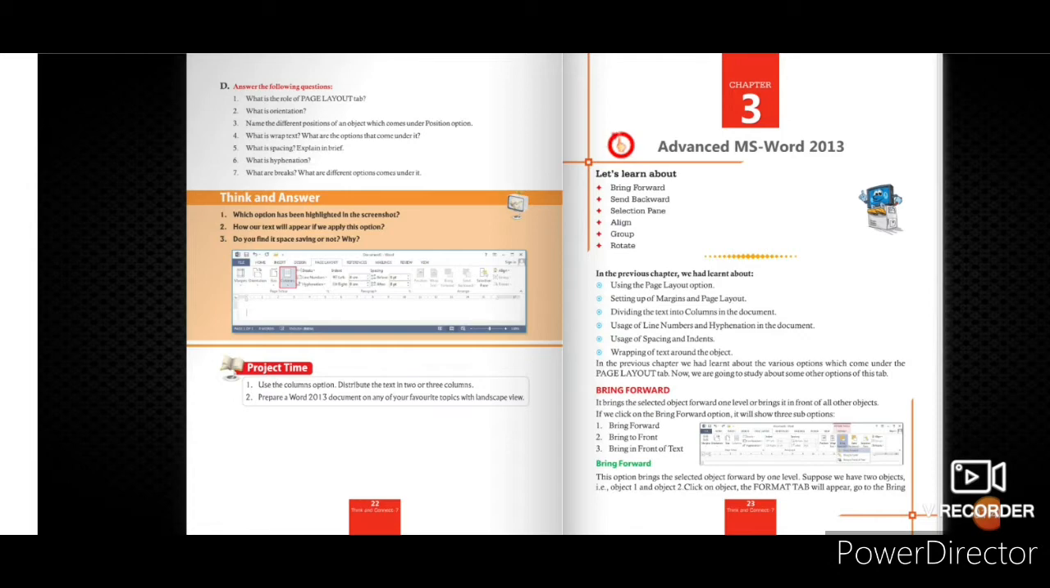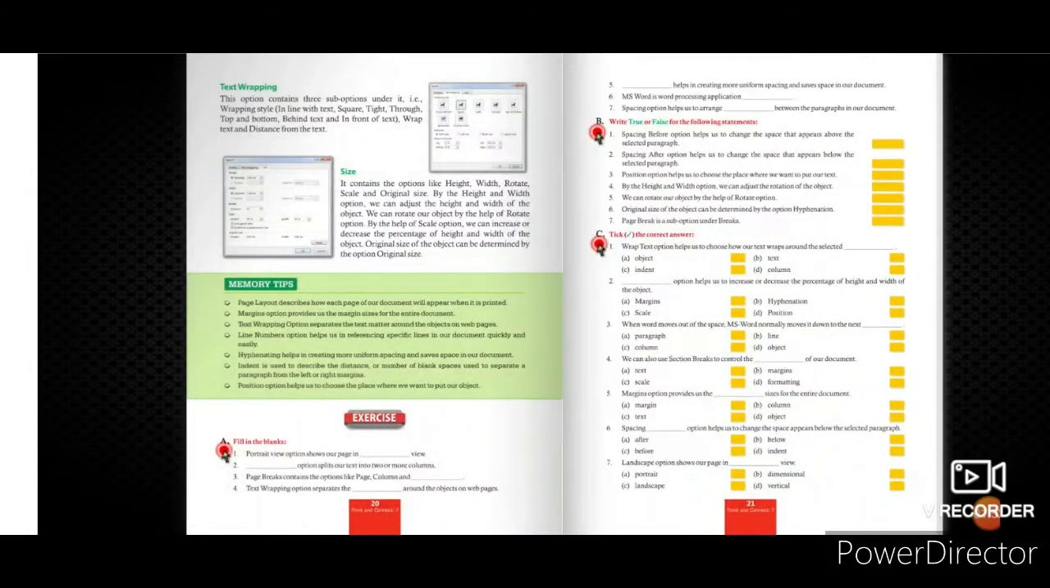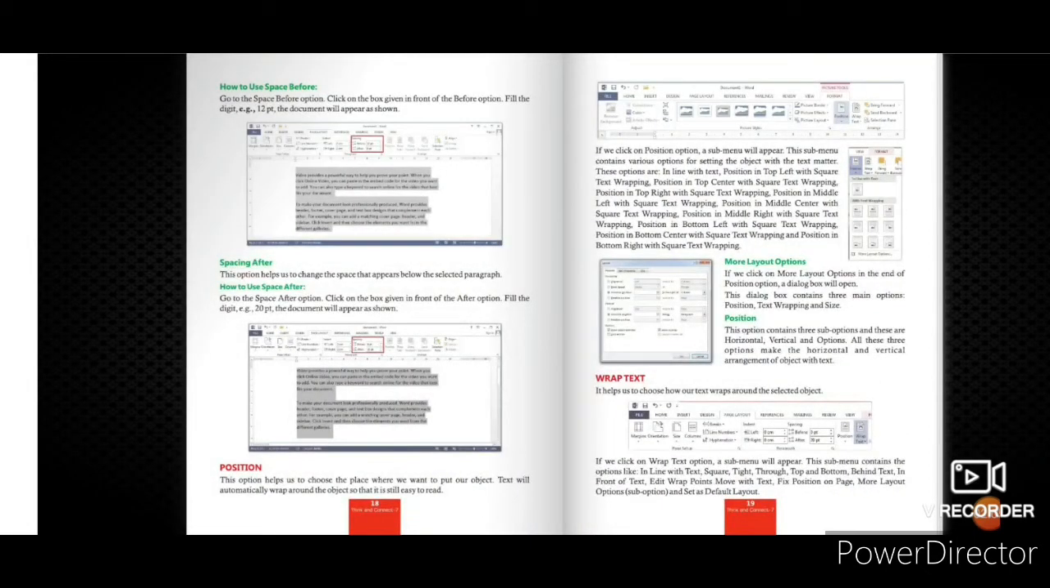Then what is wrap text? What are the options that come under it? Two options come under it. So you will write two options, text wrapping and size. And what is text wrapping? So you will write the answer: it helps us to choose how our text wraps around the selected object. Clear? So this line you will write as an answer.